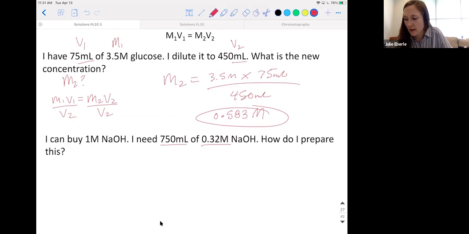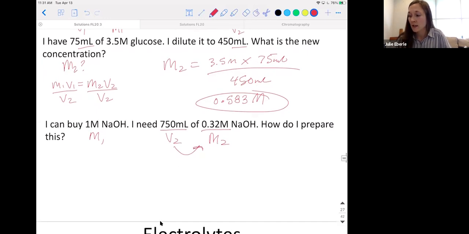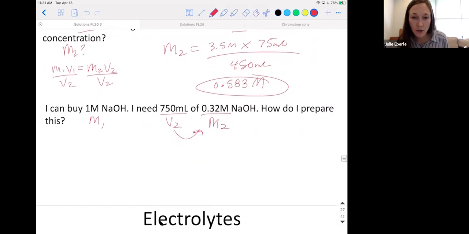So what pieces do you have here? This is M1, right? And then this would be M2, and this would be V2, because this is the volume associated with it. Just because it's the first volume given doesn't mean it's a V1. 750 is the volume associated with the second concentration, so that makes it V2. So we're looking for V1. How much of my initial stock concentration do I need to take and then dilute to 750 milliliters? So we're solving for V1.